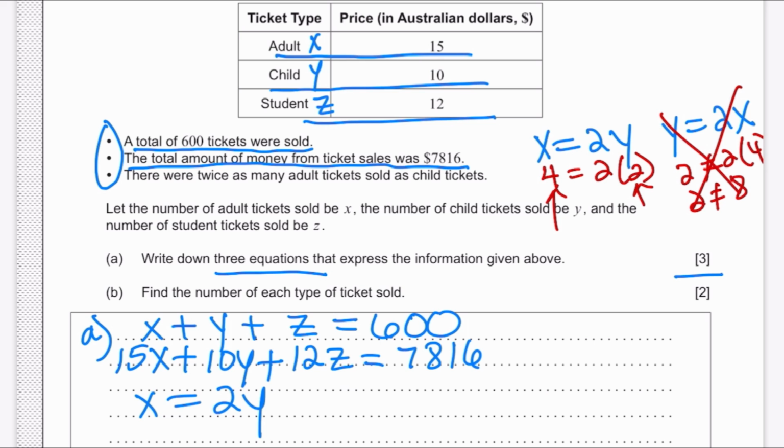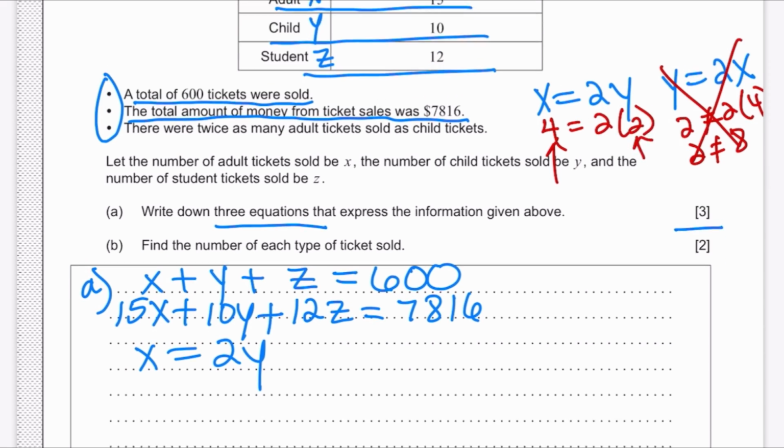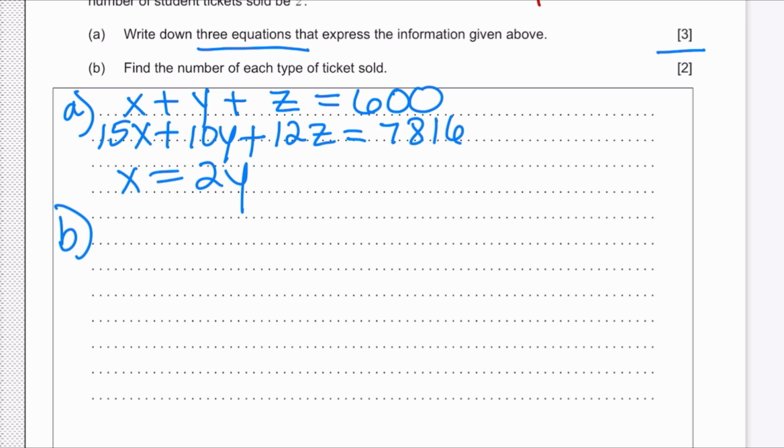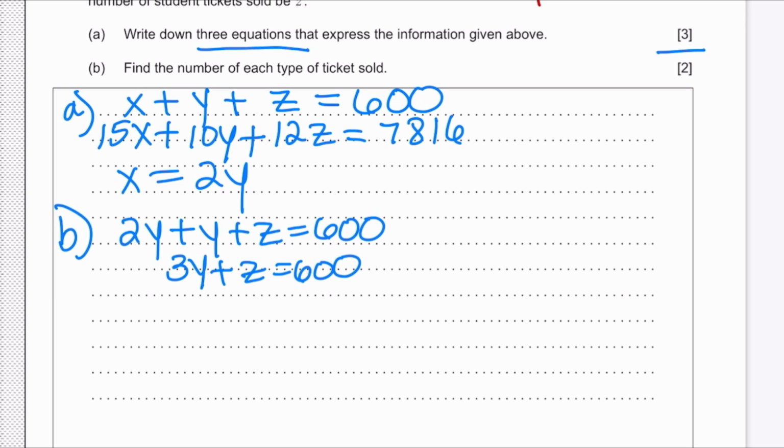So x equals 2y. What do I do with this information? Now in part B, I'm supposed to solve so that I can find the number of each ticket sold. So what I'm going to do now is take those 3 equations. I'm going to start with x equals 2y, and I'm going to substitute. So that means that instead of x in my first equation, I'm going to write 2y plus y plus z is equal to 600. That means 3y plus z is equal to 600. So z is equal to 600 minus 3y. So that's one of the things that I can do to get the z by itself.